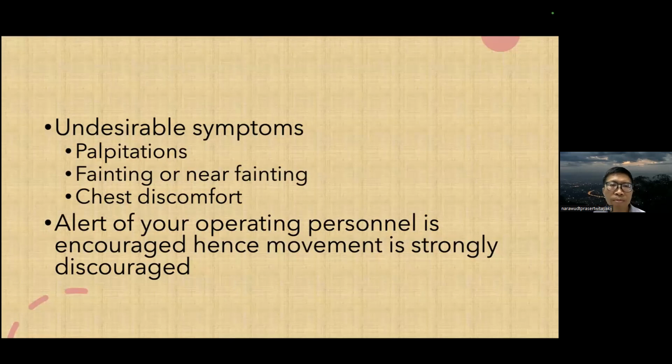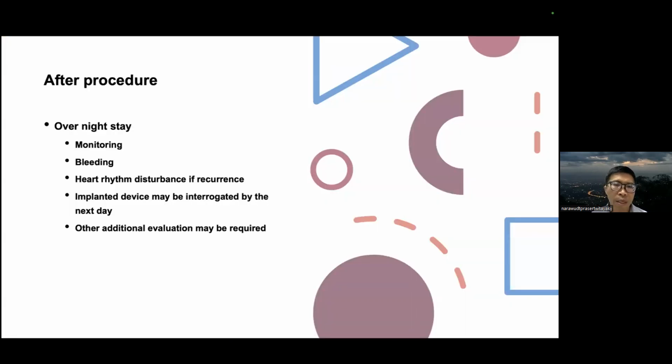Any undesirable symptoms can be found and are very common, including palpitations, fainting or near fainting, or chest discomfort. Please alert your operating personnel. But we strongly discourage any movement, since any movement may give serious complication. If you need it, any information is allowed, and we will try our best to help you get through the procedure.